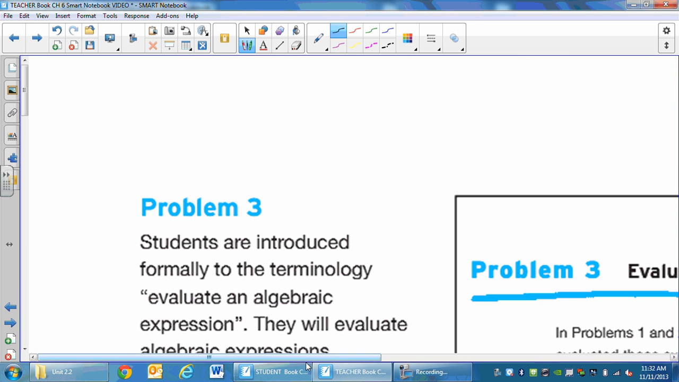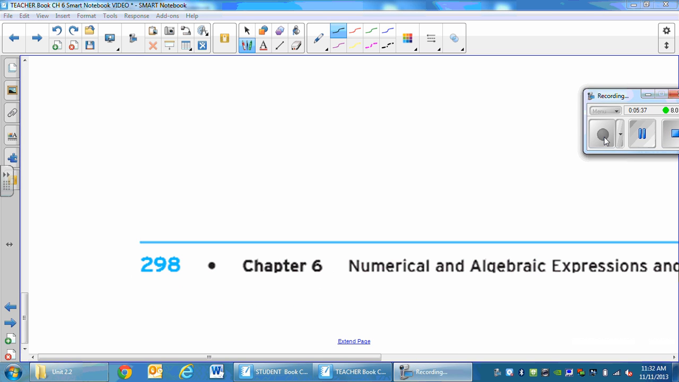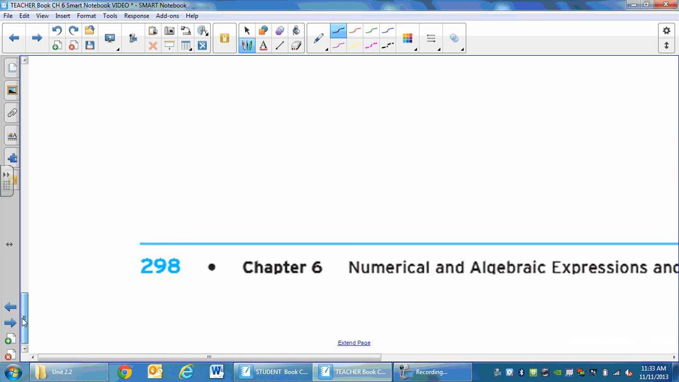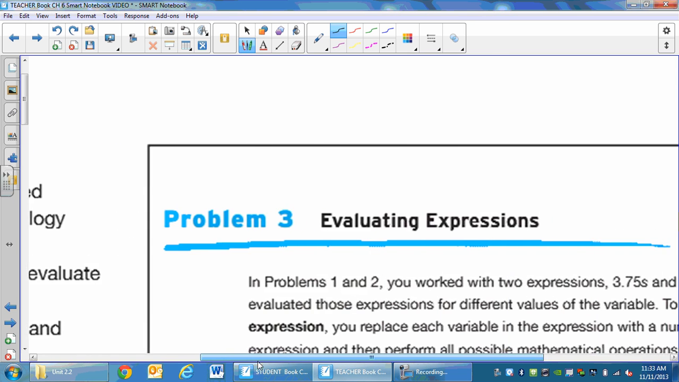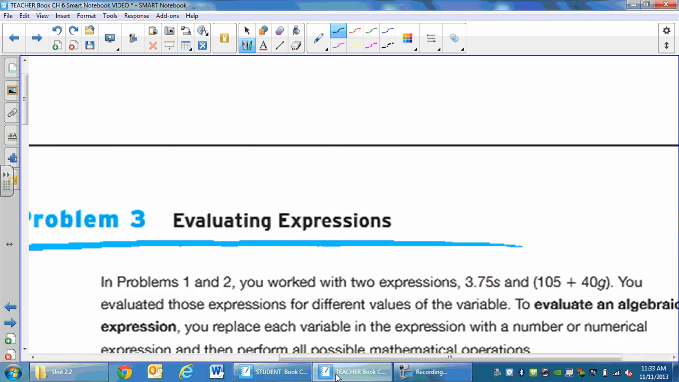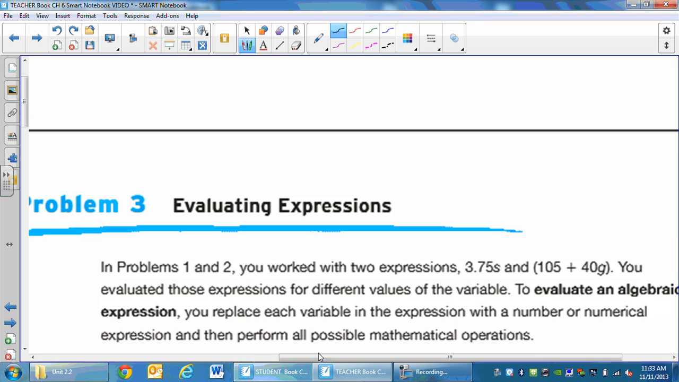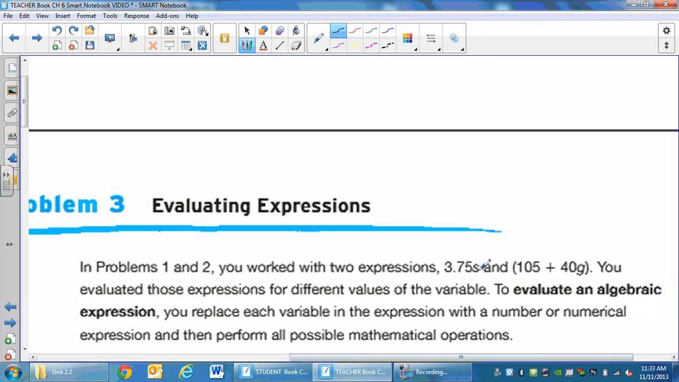So now let's move on to the next page. All right, page 298, still on chapter 6.1. Let's look at problem 3. In problems 1 and 2, you worked with two expressions. You worked with the $3.75 times your S, and the first expression just had a variable, and then the second one had both numbers and variables. So we did 105 plus 40 times the G. You evaluated those expressions for different values of the variable.